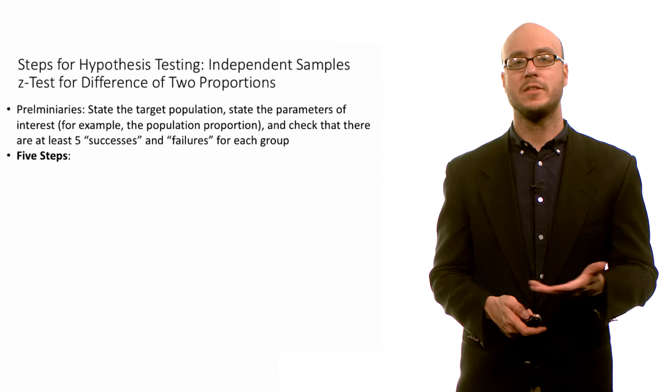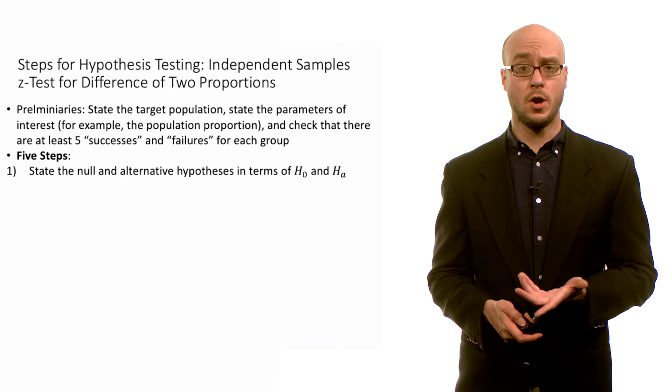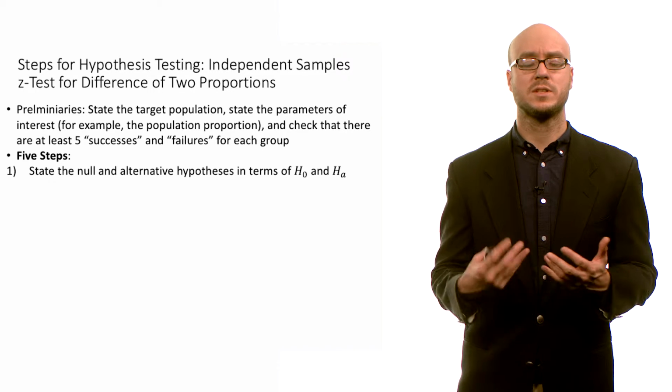Then you want to state the parameters of interest. So in this case, we're actually interested in the difference of two proportions in the population. And then we want to check that there are at least 5 successes and failures for each group. Then the 5 steps for hypothesis testing are the same as before, with some slight modifications.